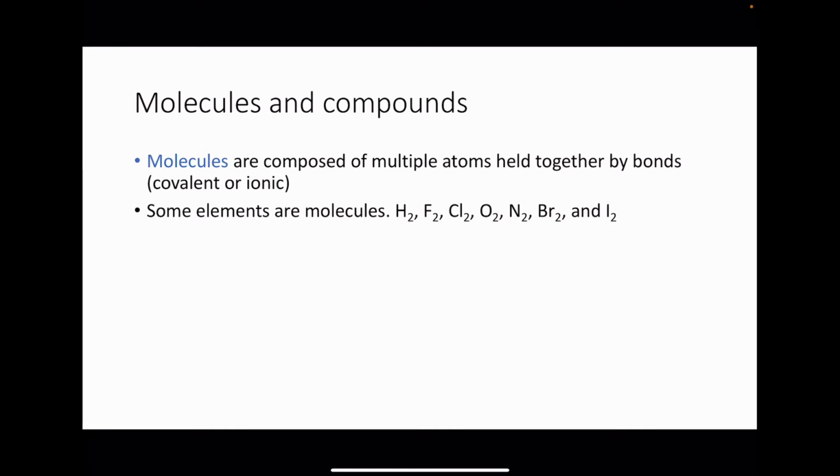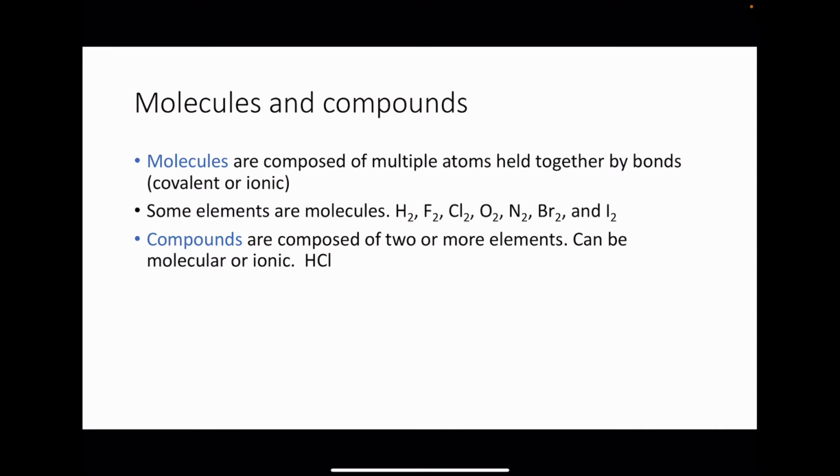So basically, some elements are actually molecules, and there's several elements that are diatomic molecules. That means they have two atoms. And here I have them listed: hydrogen, fluorine, chlorine, oxygen, nitrogen, bromine, and iodine. Those are all molecules, so don't confuse elements and atoms. They aren't necessarily the same thing. Some elements are actually molecules.